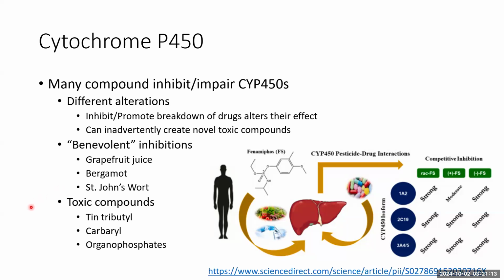And then, of course, we have our usual toxic compounds that can inhibit or otherwise impair your cytochrome P450s, so tin tributyl, which we saw killing off all sorts of whelks in New England, carbaryl, organophosphates, etc.